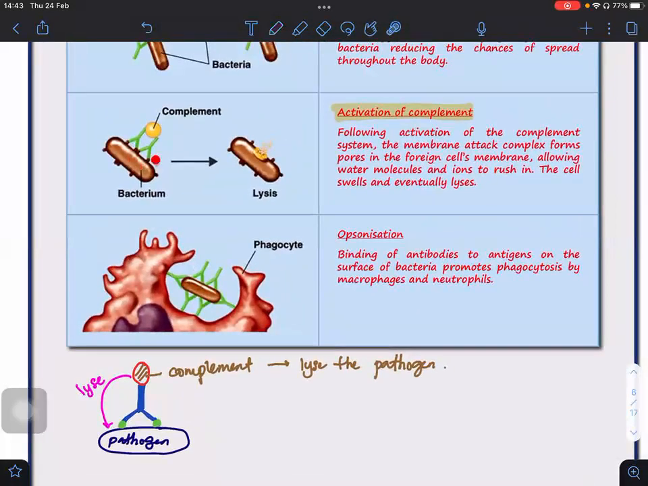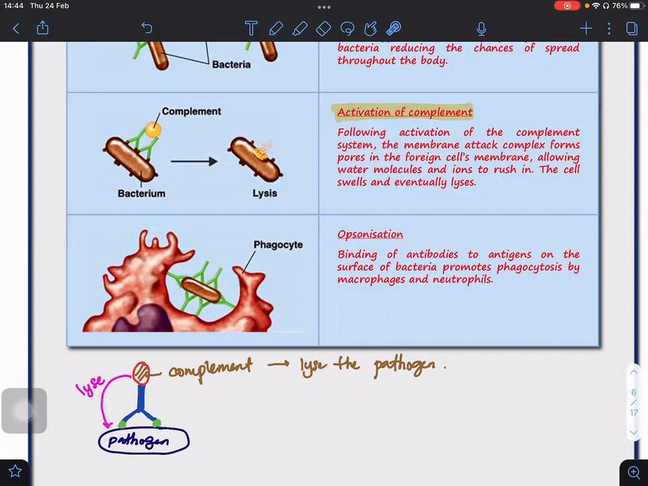They bind to the antigen and therefore release toxic substances, particularly the complex that can form pores in the foreign cell's membrane, allowing water molecules and ions to rush in. Therefore the cell will swell and eventually lyse. So this is what I call activation of the complement. The antibody just helps to mark. The killing process is done by the complement system.